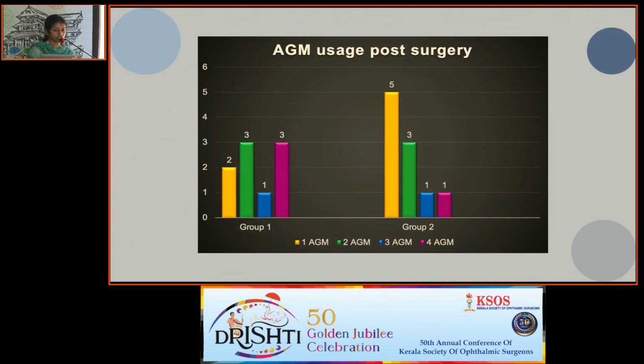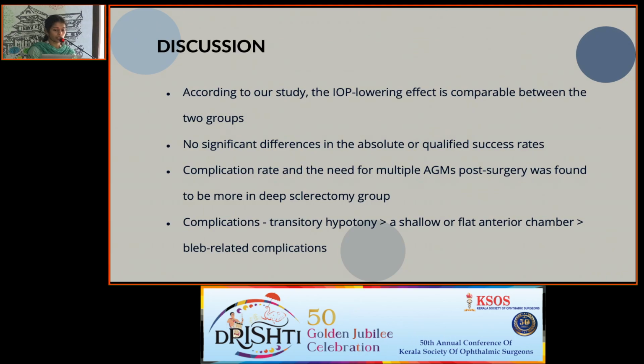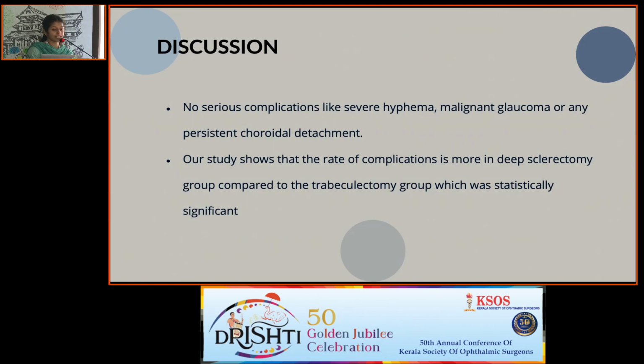Regarding AGM usage post-surgery, it was seen that 10 patients in group 1 needed more AGM compared to group 2. According to our study, the intraocular pressure lowering effect is comparable between the two groups. No significant differences in the absolute or qualified success rates were noted. The complication rate and the need for multiple AGM post-surgery were found to be more in the deep sclerectomy group. Complications noted were mostly transitory hypertony, then shallow or flat anterior chamber, and then blood-related complications. No serious complications like severe hyphema, malignant glaucoma, or persistent choroidal detachment were noted.